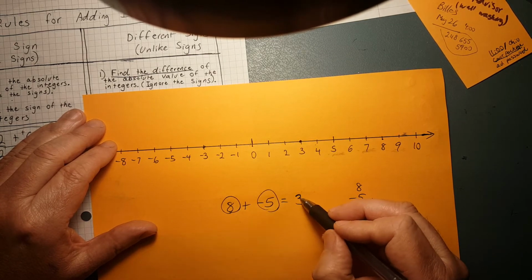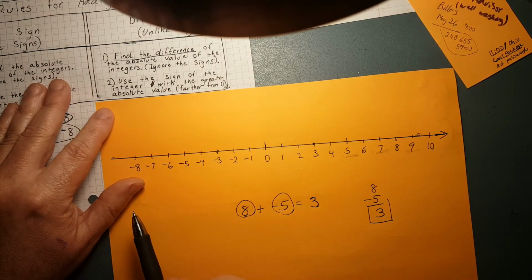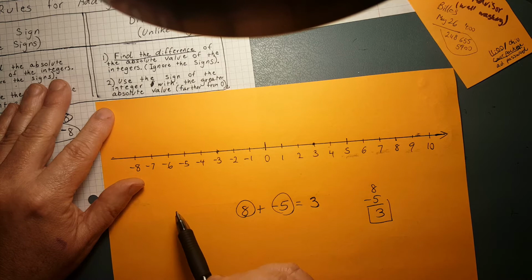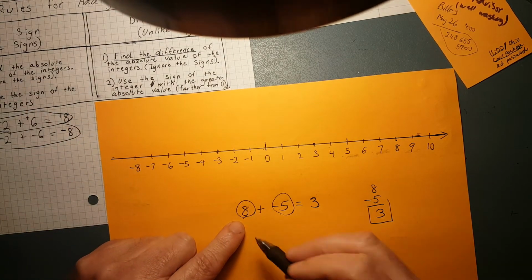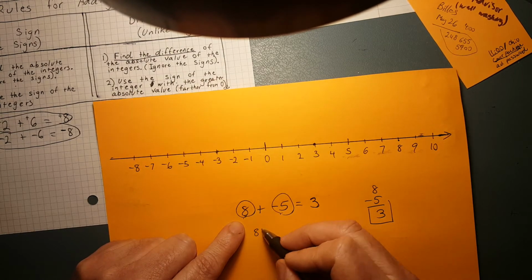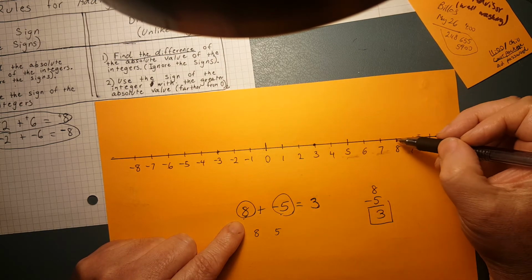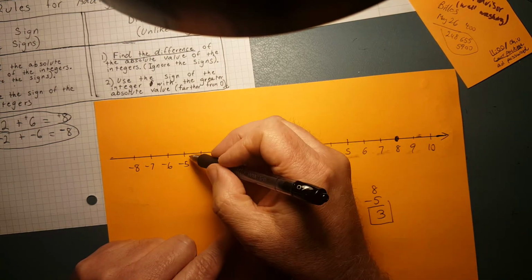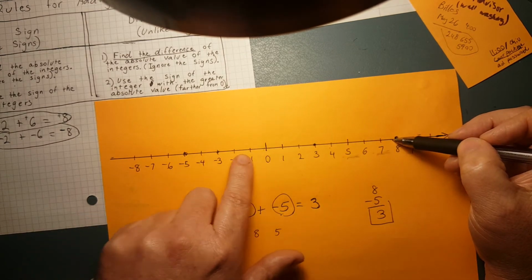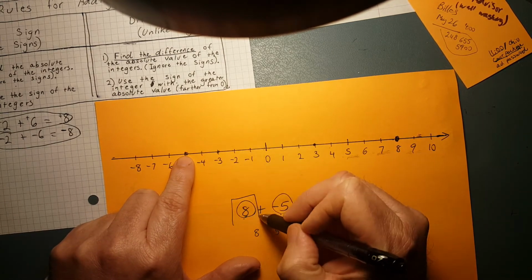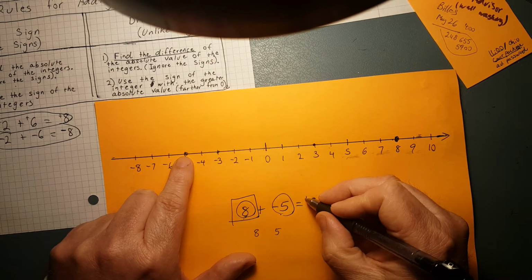You get 3. Then step 2: use the sign of the integer with the greater absolute value, the one that's farther from 0. You have 8 and negative 5. You ignore the signs, 8 and 5. Which one is greater? Or which one of 8 or negative 5 is further from 0? 8 is 8 away, negative 5 is 5 away. This one has the greater absolute value, so use its sign. That's a positive number, so the answer is positive 3.